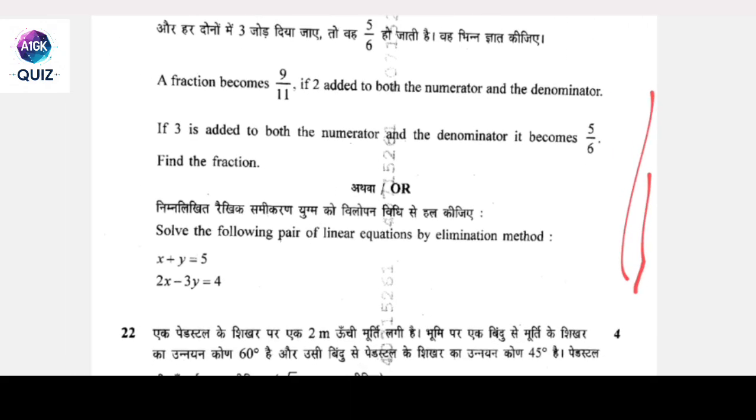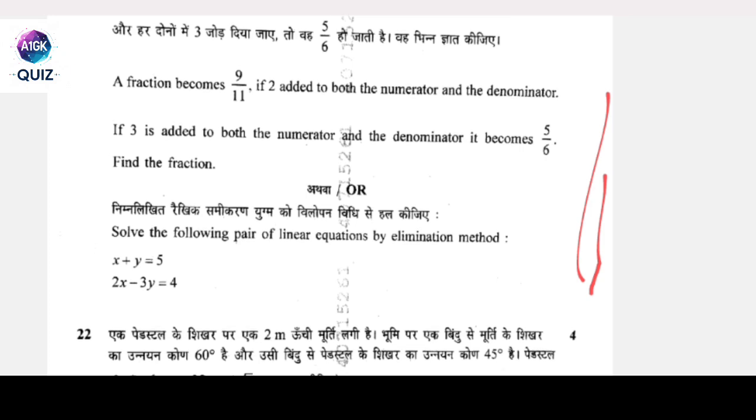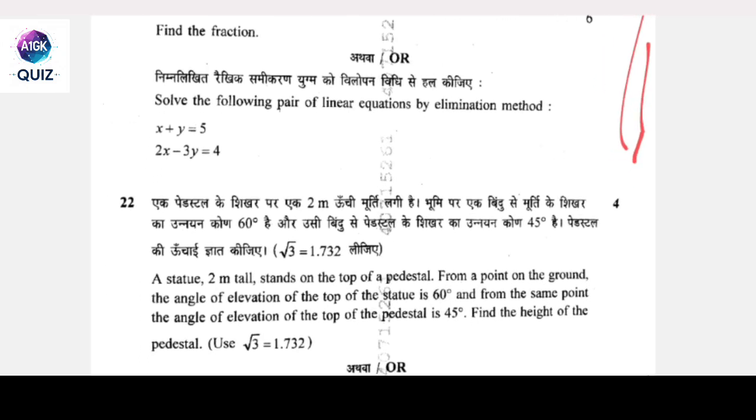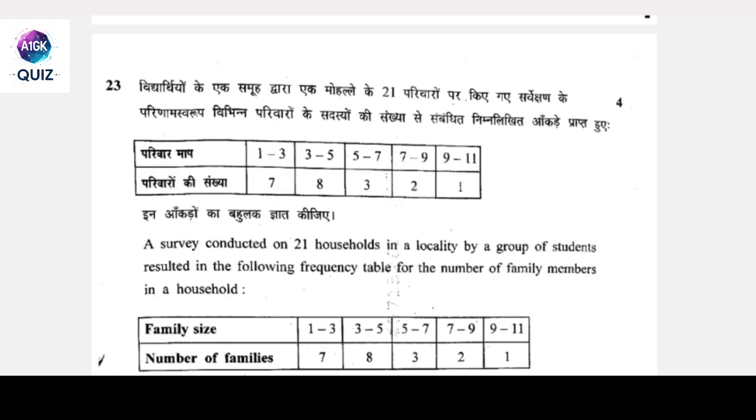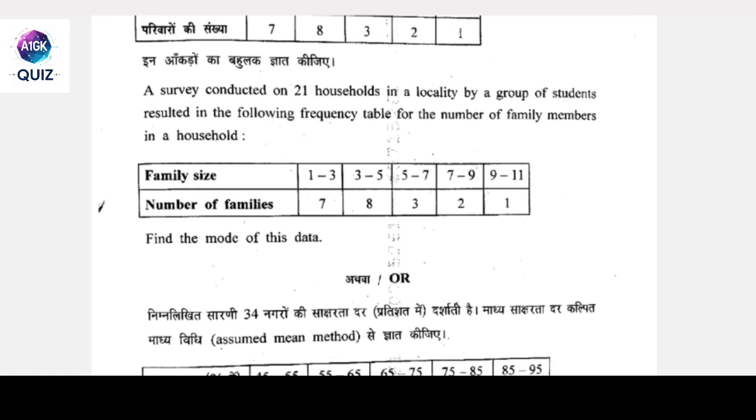Question number 21 is of chapter 3. Question number 22 is of chapter 9. And question number 23 is of chapter statistics, that is 13.